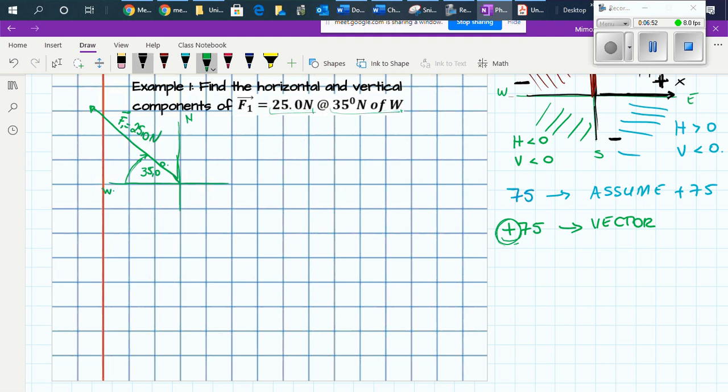Okay, so now the two little steps that we do to find the components: from the tip of the vector, we create a right angle triangle that includes the given angle.